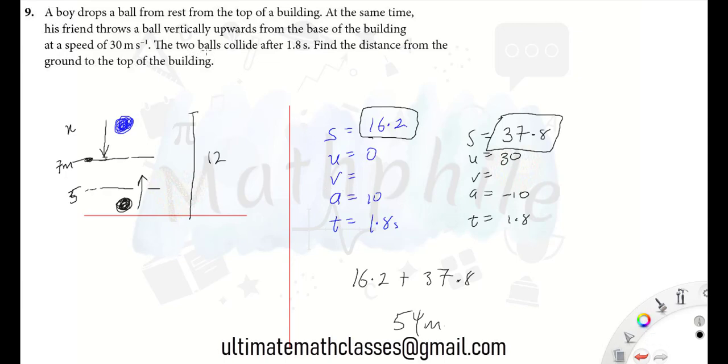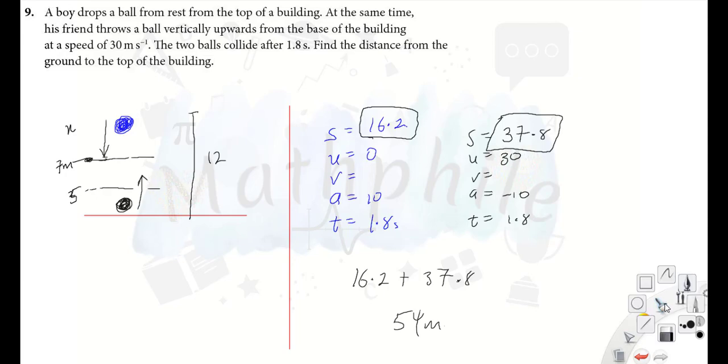That was the question, right? The two balls collide at 1.8 seconds. Find the distance from the ground. So the total distance is 54.8. At times you just need to put in some small thinking. This question was easy because in both cases we have provided three Suvat values, and being given three Suvat values, you should be able to work around with that and get something nice.